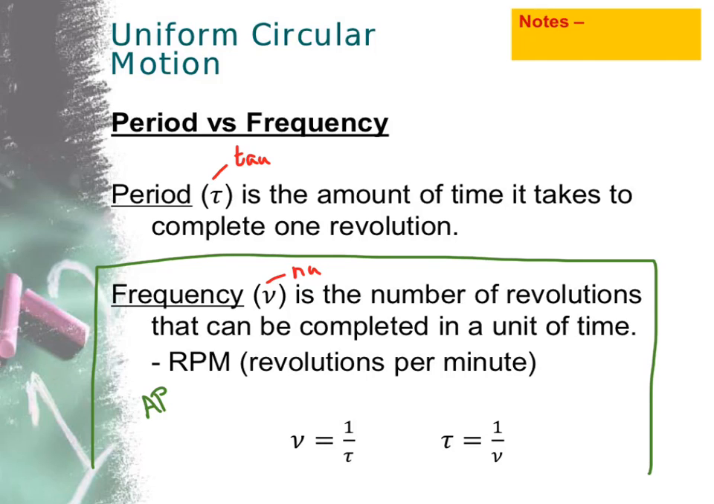Now, in physics, we usually don't use revolutions per minute. Instead, we use revolutions per second. So be aware of that. It's just that in engineering, sometimes they like to use revolutions per minute. But in physics, we use revolutions per second.